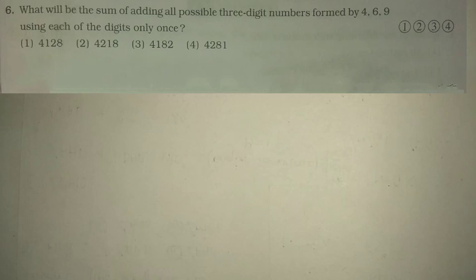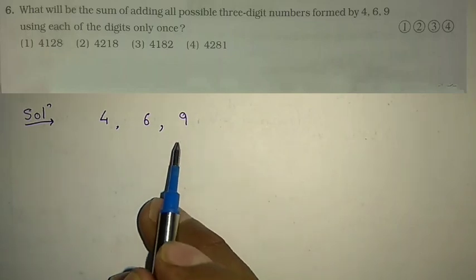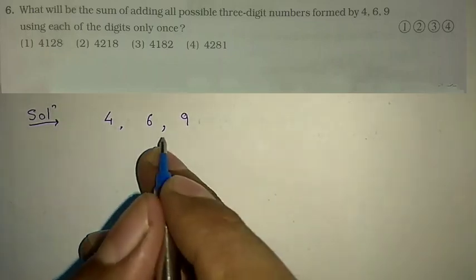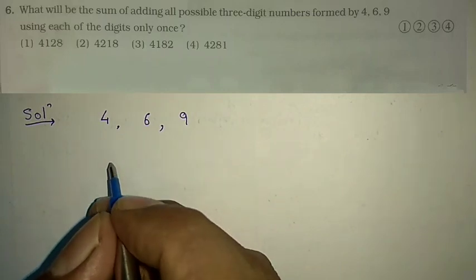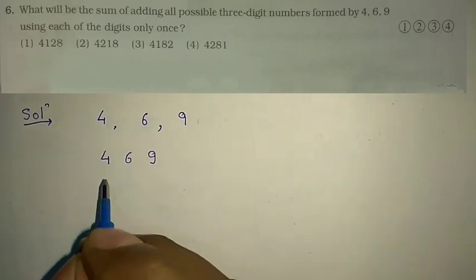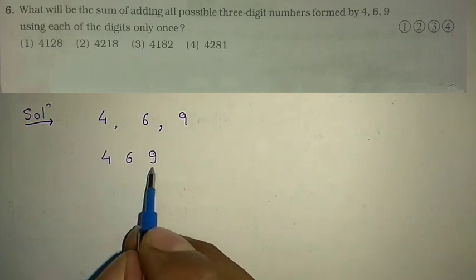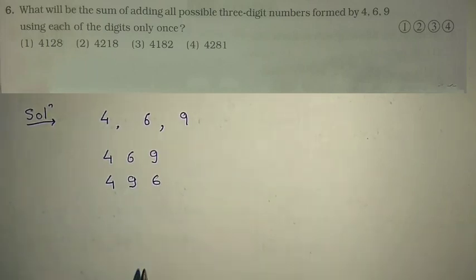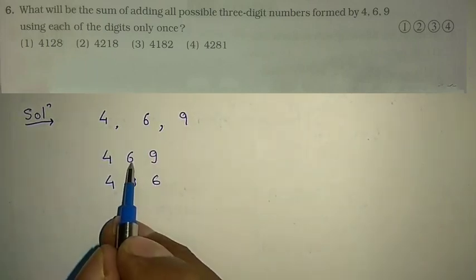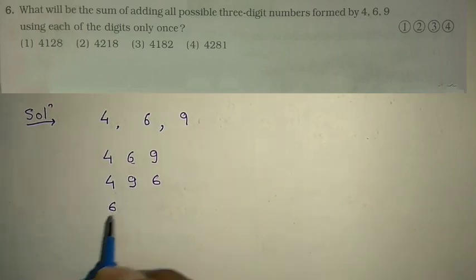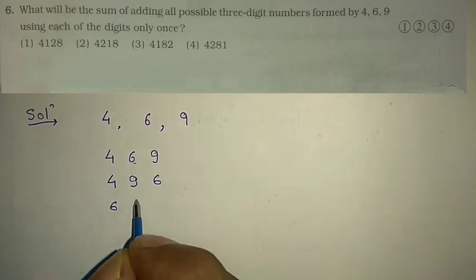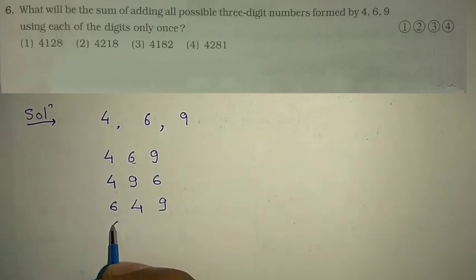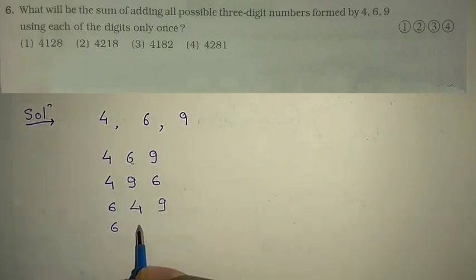So first we will write all possible 3-digit numbers. The first number we will write is this only, 469. Second, we will keep 4 at 100 place only and just exchange these 2 numbers, so it is 496. Then we will take 6 at 100 place, so it becomes 649. Then again 6 here only, 9 here and 4 here, so 694.